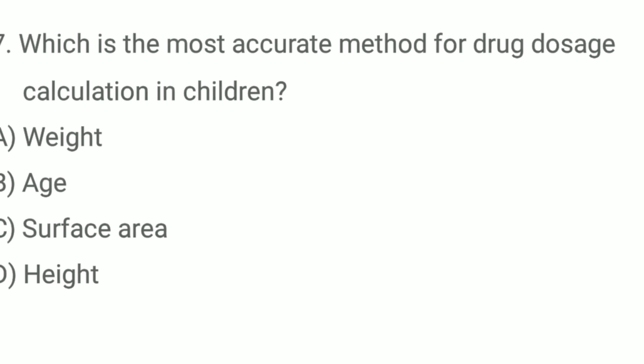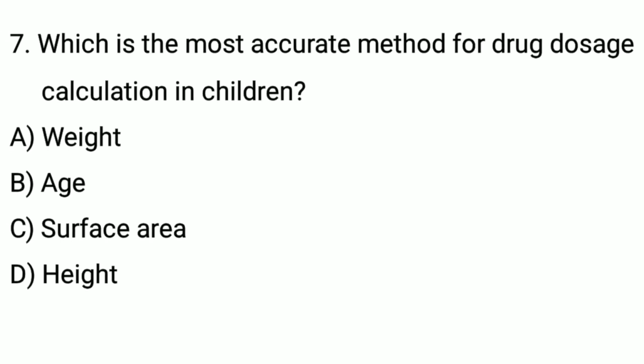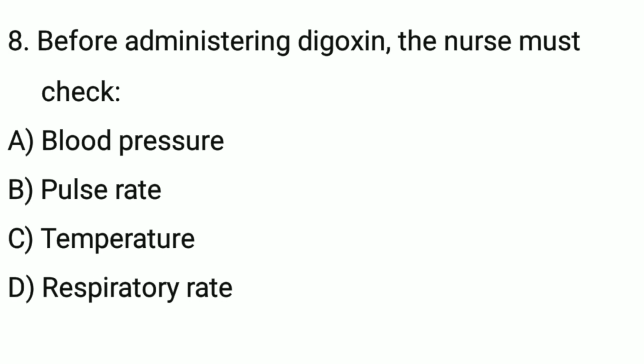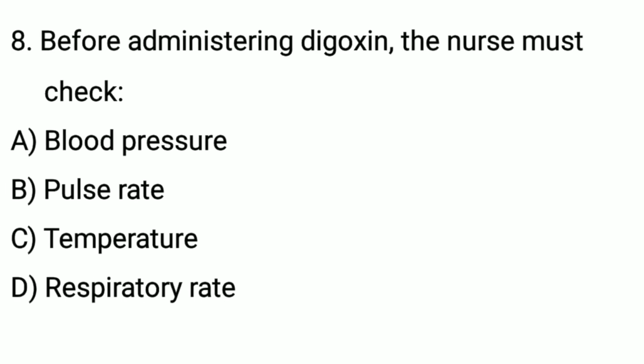Question number 7. Which is the most accurate method for drug dosage calculation in children? The right option is option C, surface area. Question number 8. Before administering digoxin, the nurse must check. The right option is option B, pulse rate.